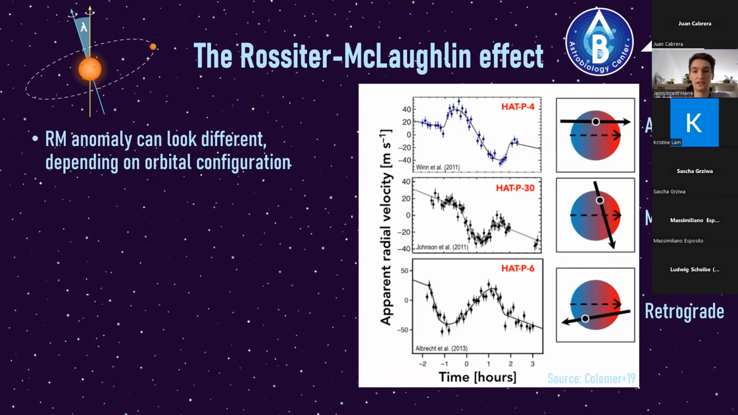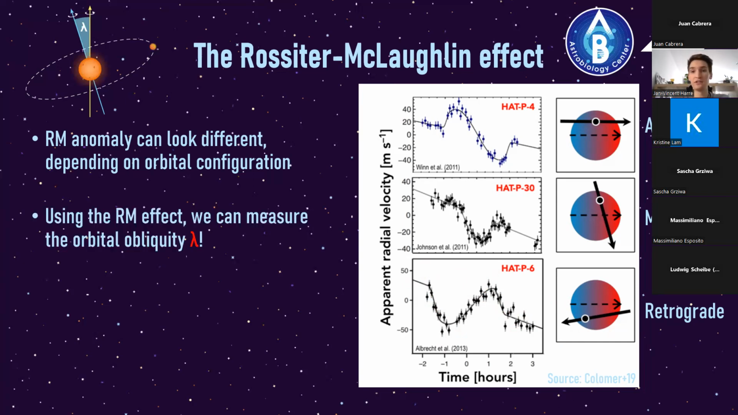However, we can also have a misaligned system where the planet might only be transiting across one of the sides, for example here over the redshifted side of the stellar disk, and this will then result in only one bump in the radial velocity curve. And we can also have retrograde orbits where it's the other way around. We start with a negative bump and go to a positive bump, and then back to the standard radial velocity curve. So what we can see from this is that using the RM effect, we can measure the orbital obliquities.